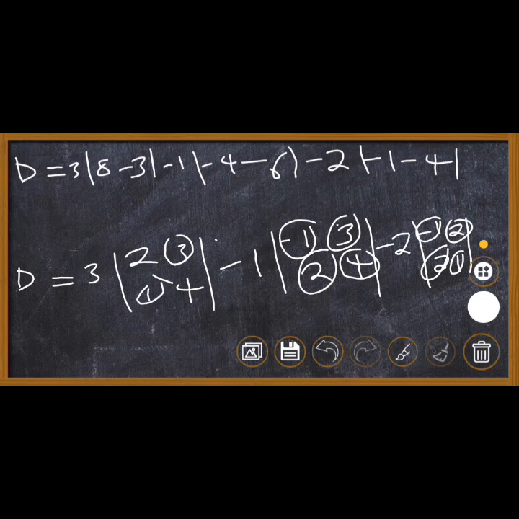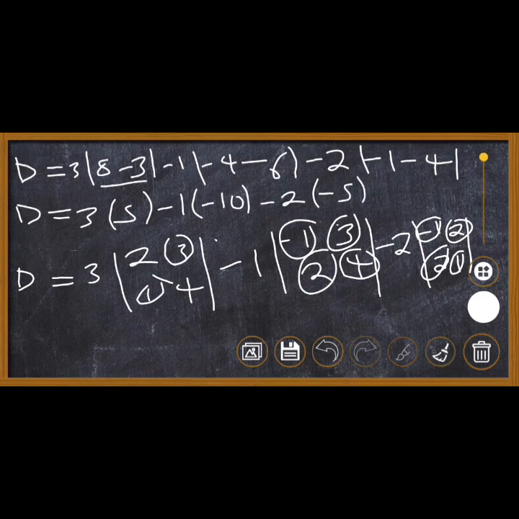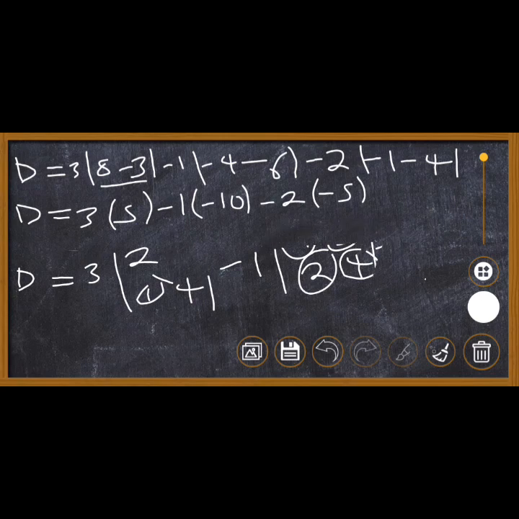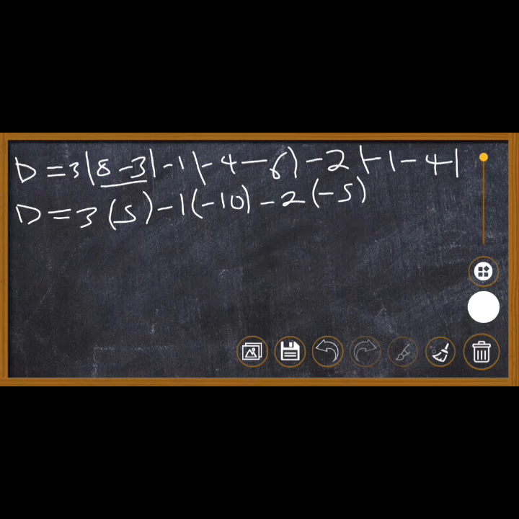So let's simplify this. The determinant for this one is equal to 3. And then here we are going to subtract. So 8 minus 3 is 5. Okay, and then minus 1 here. And then negative 4 subtract 6 is negative 10. Okay, and then we have negative here. And then negative 1 subtract 4 is negative 5. So these are the values we have thus far. Let me just remove this. So hopefully you are following.